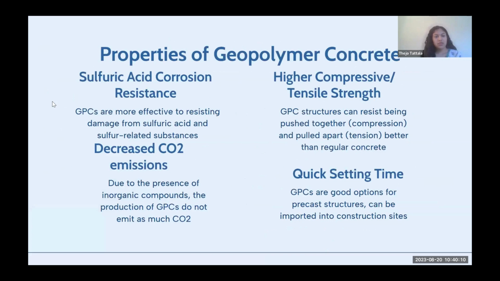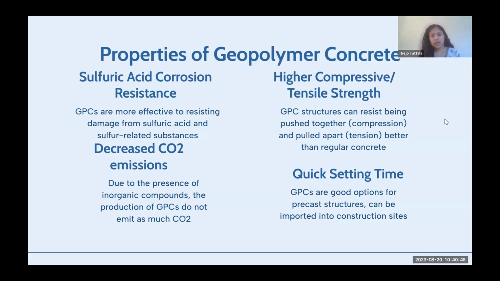The properties of geopolymer concrete are that it is sulfuric acid corrosion resistant, which matters generally because of acid rain. In areas with factories with high pollution and byproducts, sulfur dioxide is emitted into the air, and the sulfur dioxide reacts with water in the atmosphere to form sulfuric acid, which then reaches Earth as acid precipitation. This causes typical buildings made of cement and traditional concrete to erode. It strips off the surface and causes the structure to deform. But geopolymer concrete is resistant to that.